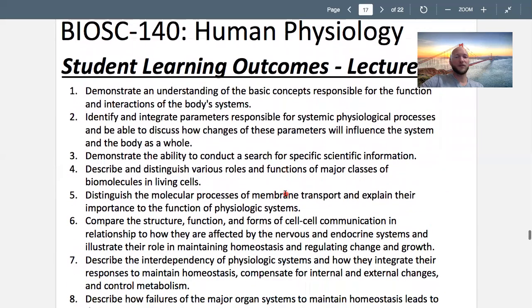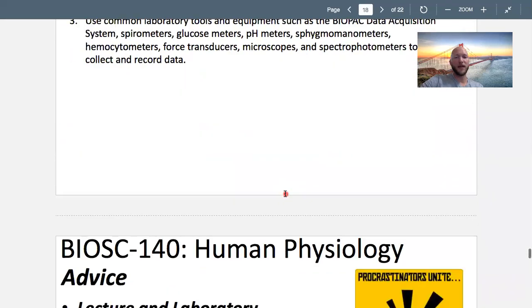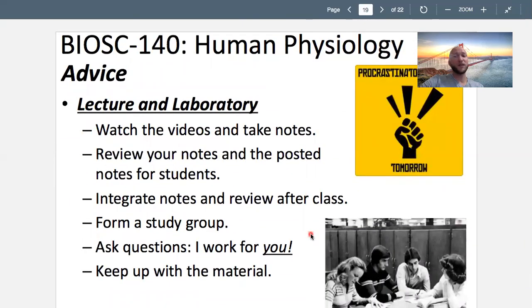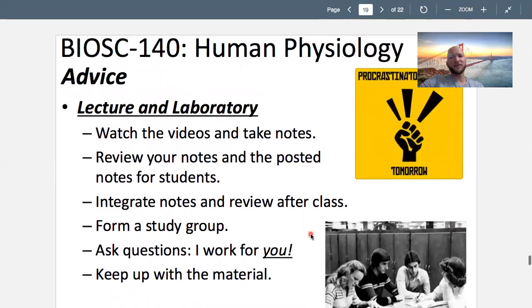Learning outcomes for lecture, learning outcomes for laboratory, lecture and laboratory advice. So this is a big class. This is not a class you can cram for. The majority of students going to be nurses say that either this class, anatomy or microbiology, are the hardest classes they have to take before nursing. A lot of students, this is the toughest class they take before they get in nursing school. It's gonna take time, it's gonna take effort, but we'll get through this together.